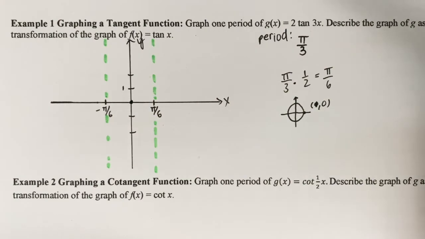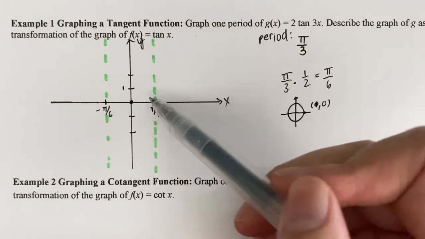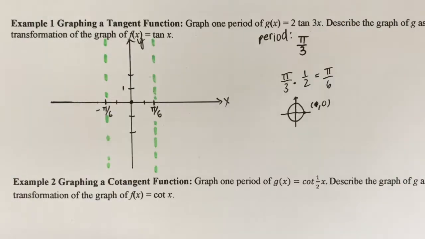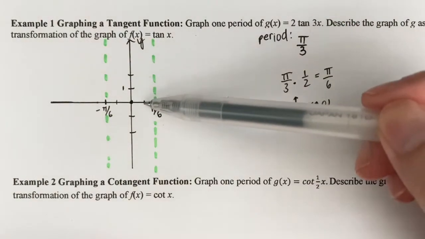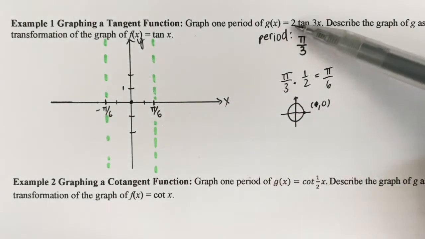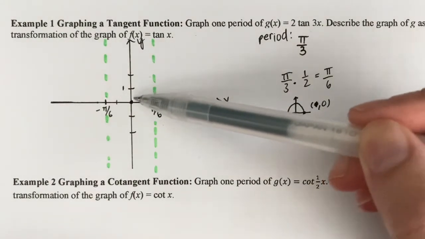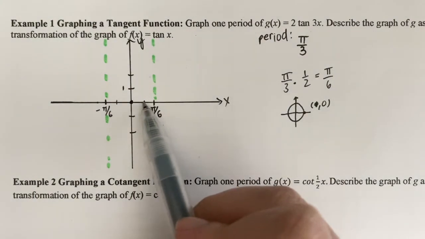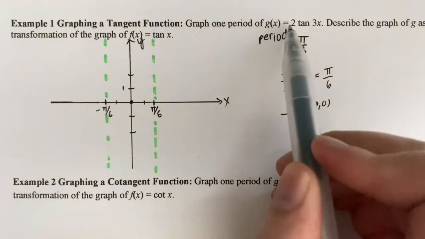Lastly, we just need to graph the x values that are halfway between our x-intercepts and the asymptotes. And we know that at each halfway point, the value of the function is going to be equal to your amplitude. So on the positive side of my function, halfway between 0 and pi over 6, I know that I'm going to have a y value of a, which is 2.